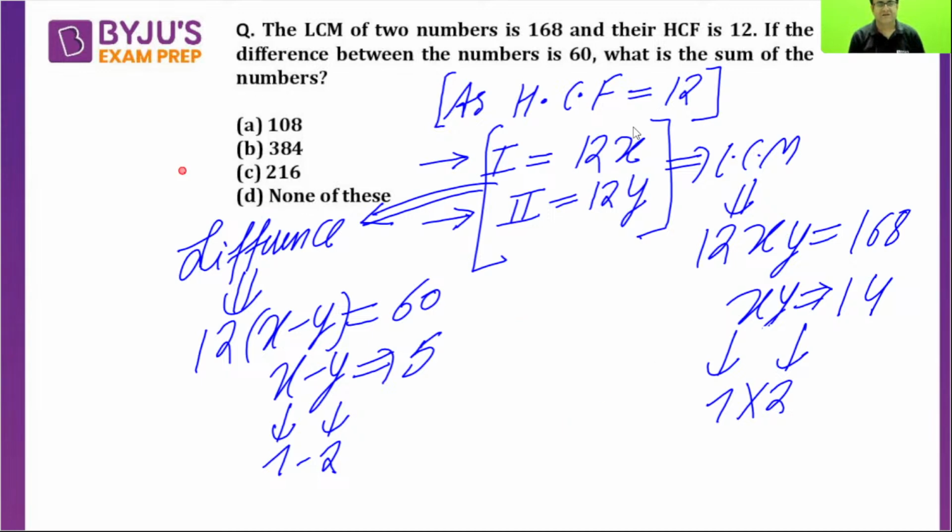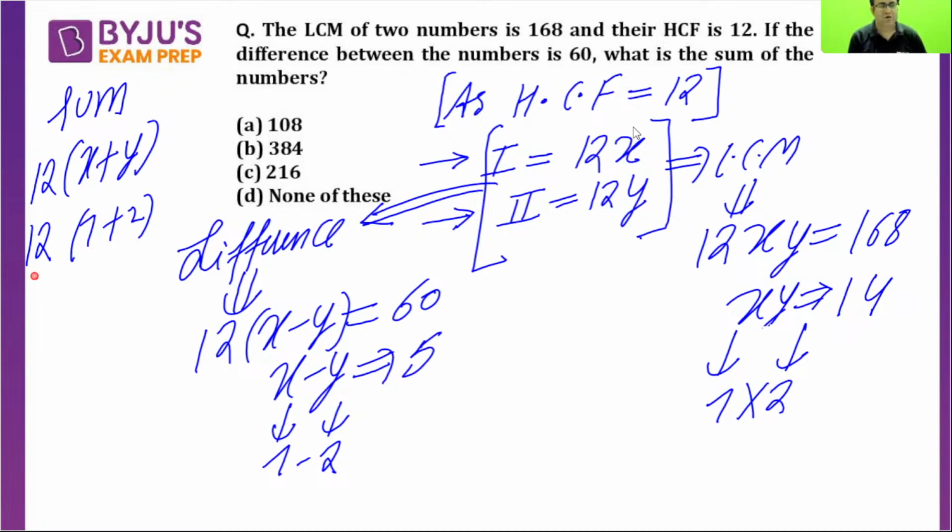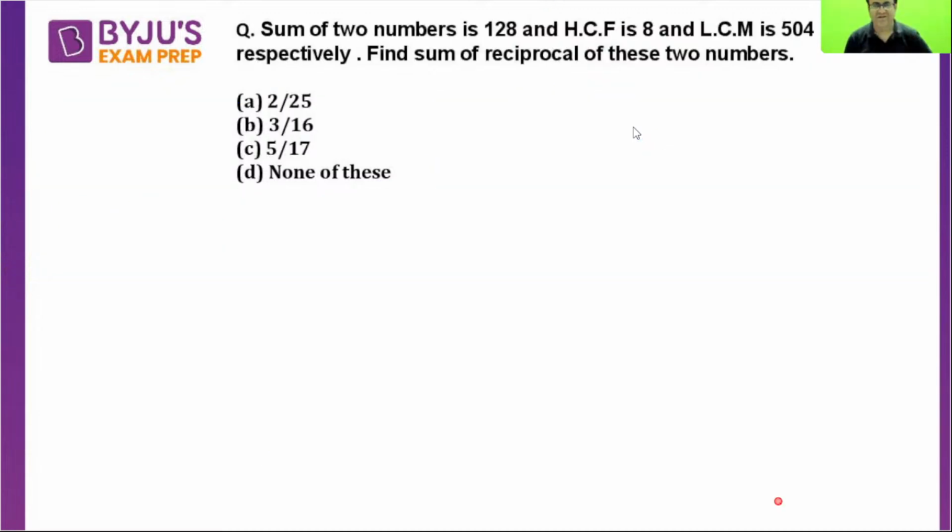What is the sum of both the numbers? 12 into x plus 12 into y. The sum is 12(x plus y). 7 plus 2 is 9. 9 times 12 is 108. That is what you were supposed to find out, the sum of both the numbers. I think maybe you have a doubt. You can ask if you find. Okay, that's great. Let's take one more example of almost the same type. Nikita, okay, that's great.